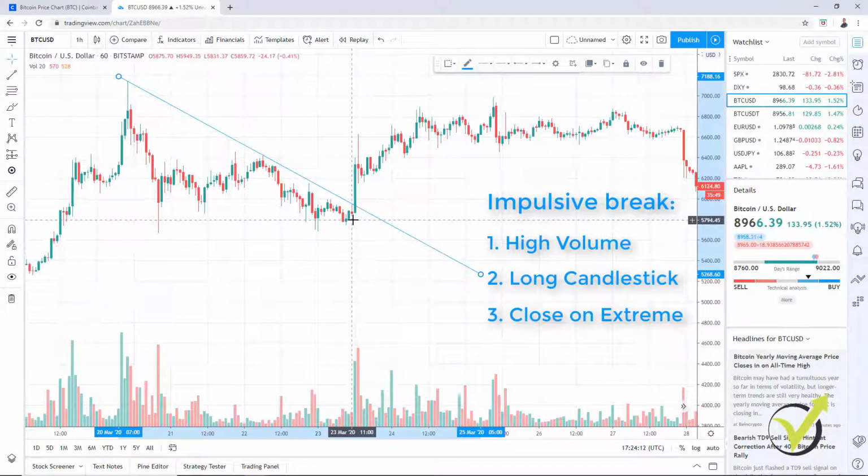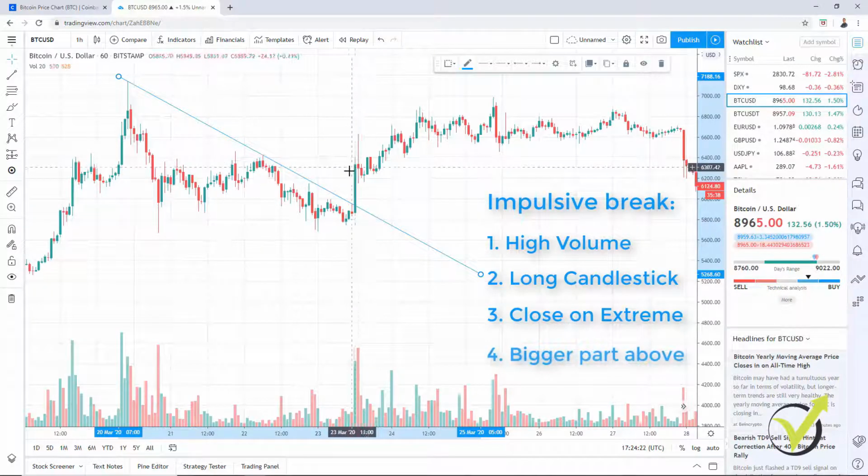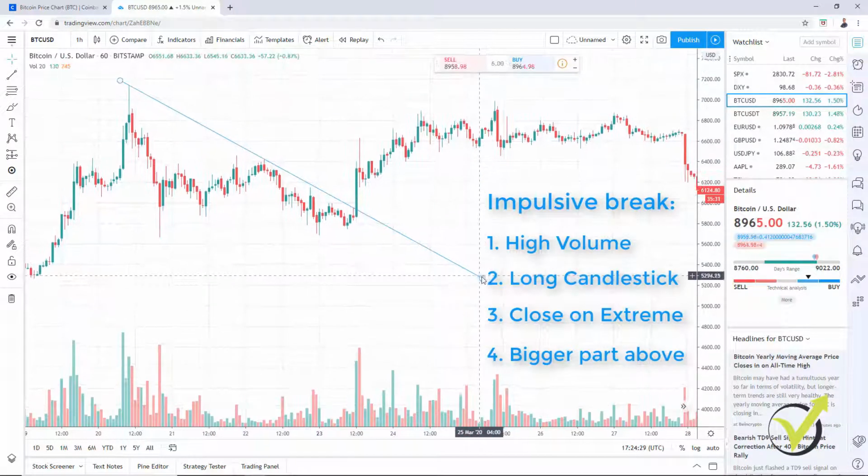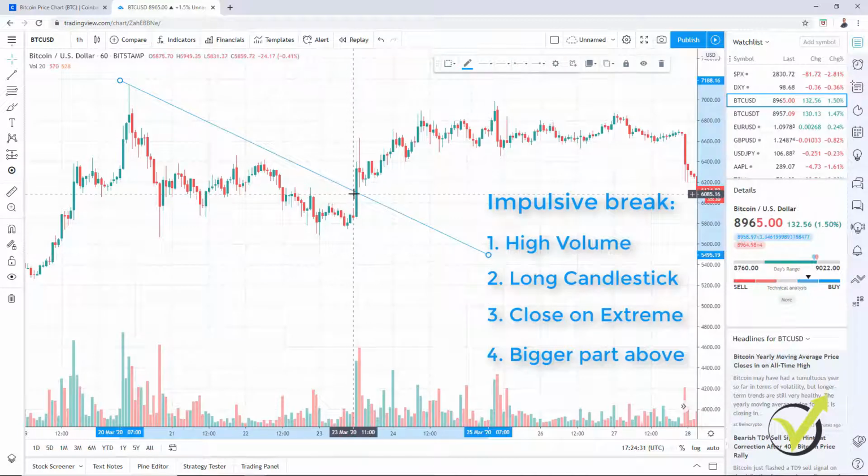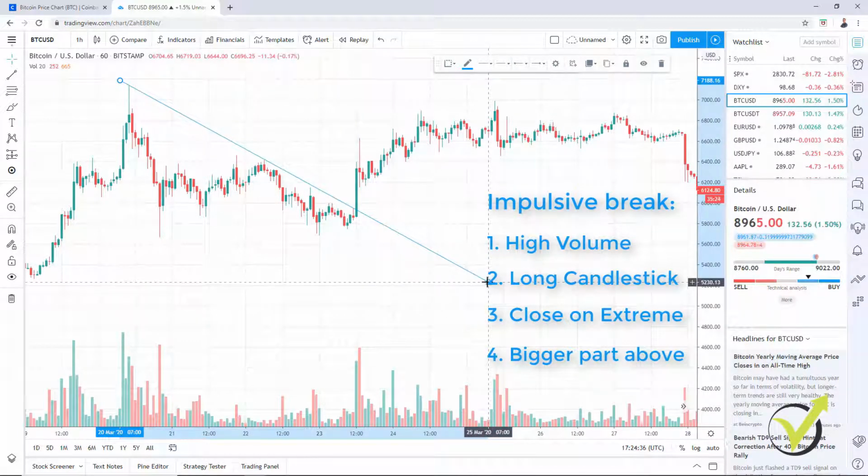And then the last thing for the extreme break is that the candlestick above the line should be a bigger part than below the line. So basically where it breaks, if it's like that, for example, it's in the middle, half above, half below. But if it's this way, this is ideal. This is the perfect example of the strategy.